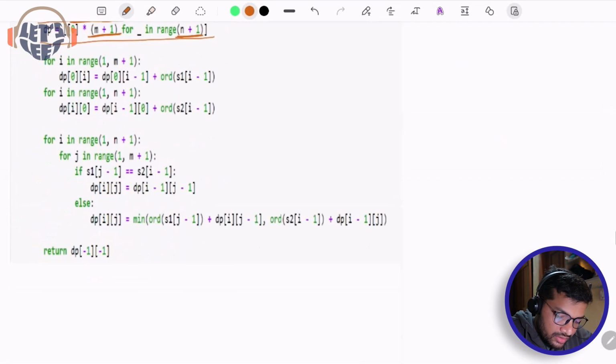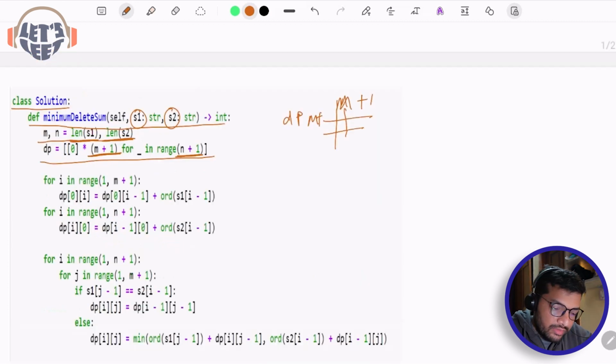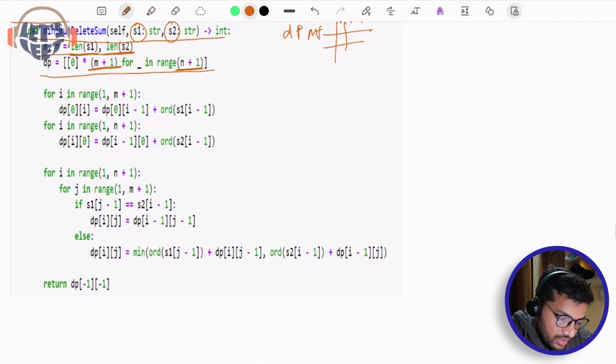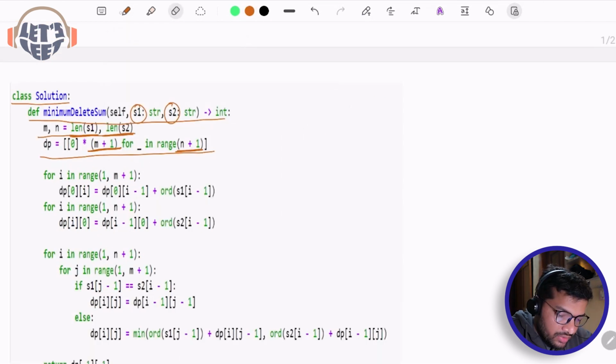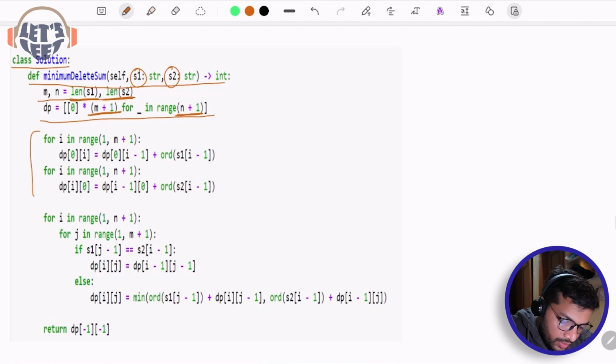In a similar fashion, DP is nothing but a matrix which contains m plus 1 rows and n plus 1 columns. As simple as that, like we did here. Okay, so this is what it represents. Now what we are doing in this particular part is we are putting values in the first row and the first column.